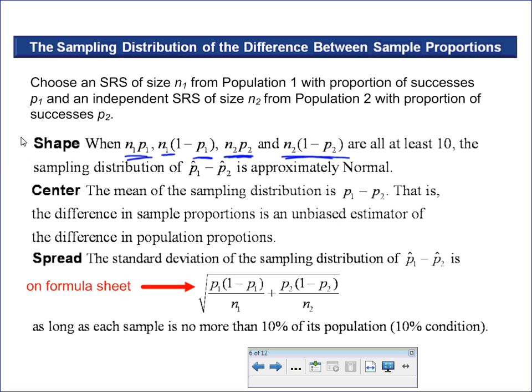The center is easy. The center is going to be the difference. But the spread is going to be this, which was something that we were taking the square root of before, and now we're adding them and then taking the square root. The good news is that this is on the formula sheet, so we don't need to stress about it.